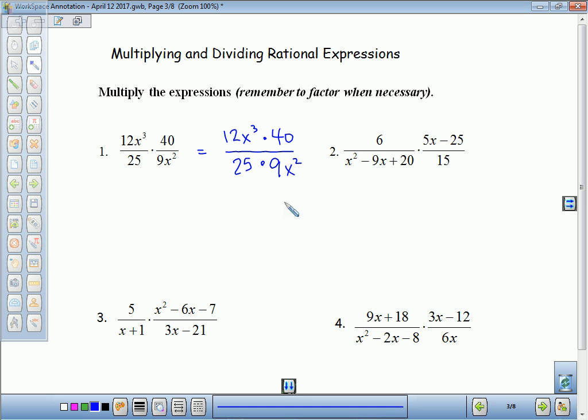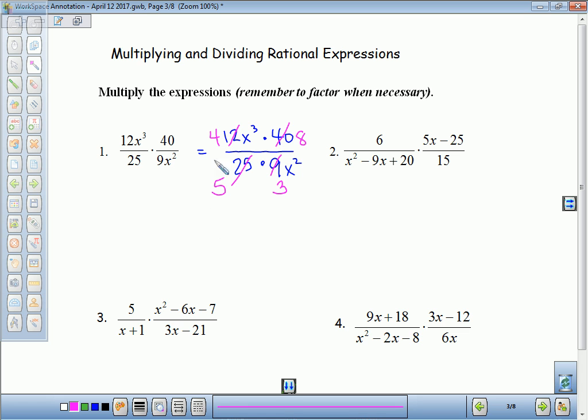Okay, and once we have an expression that's written as multiplication, then we can simplify, we can reduce, we can cancel. All right, so I'm just going to start with the numbers here. I see a 12 and a 9. 12 and 9 have a common factor. What is it? 3. So we'd say 3 goes into 12 4 times, and 3 goes into 9 3 times. Okay, now I have 25 and 40. Do 25 and 40 have a common factor? Yes, 5. So 5 goes into 40 8 times. 5 goes into 25 5 times.